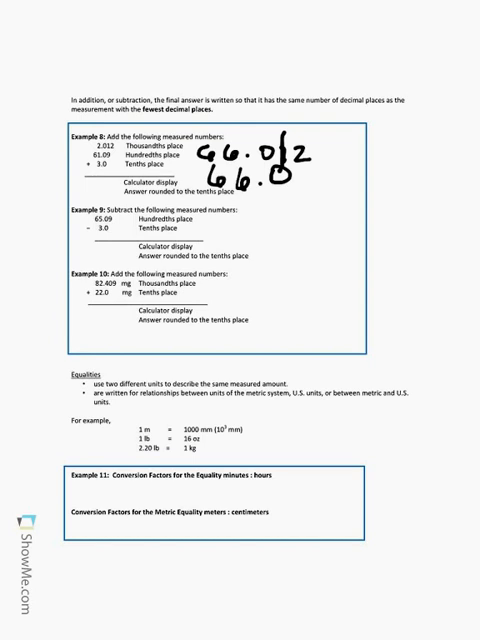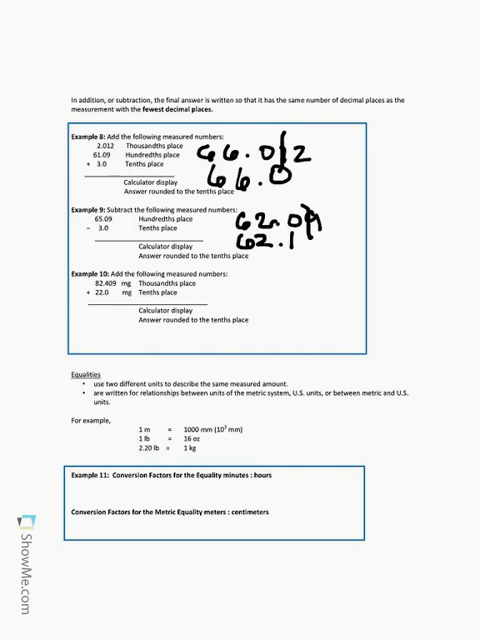Let's look at example 9. It says subtract the following measured numbers, 65.09 minus 3.0. Typing this into your calculator, you should get 62.09 as your answer. The first number, 65.09, has 2 decimal places. The second number, 3.0, has 1 decimal place. Therefore, our answer should have 1 decimal place. Drawing our line, we see that the number immediately following the line is a 9. 9 is larger than 5. So our final answer should be 62.1.